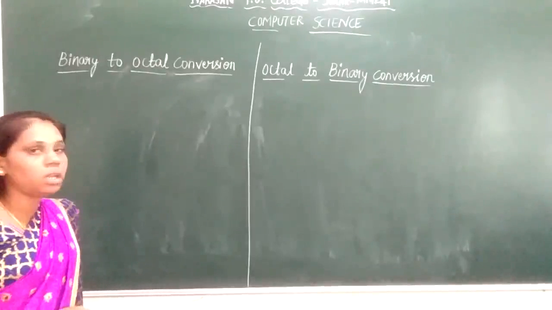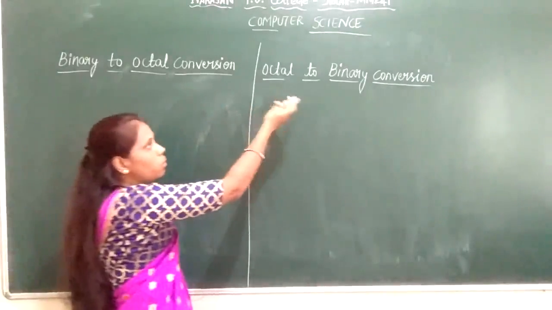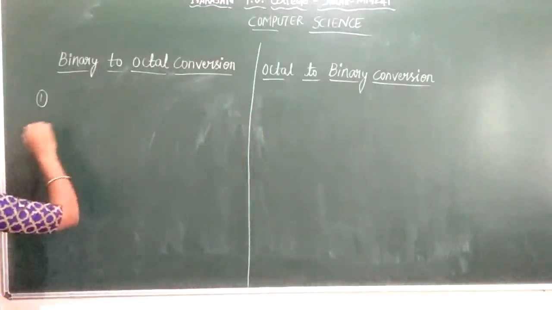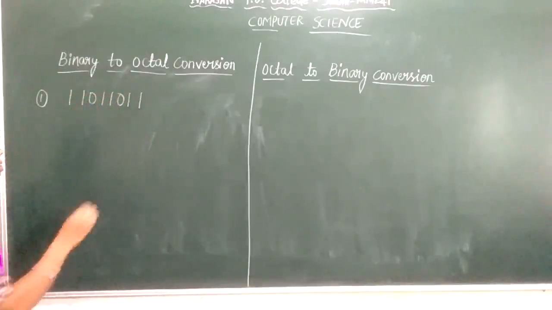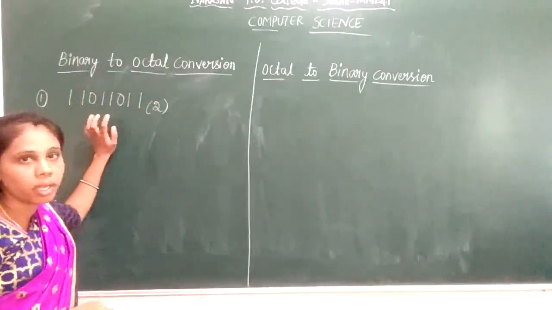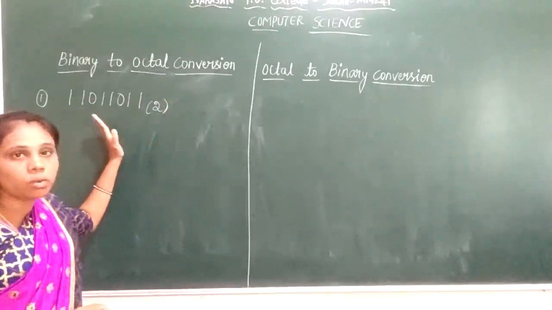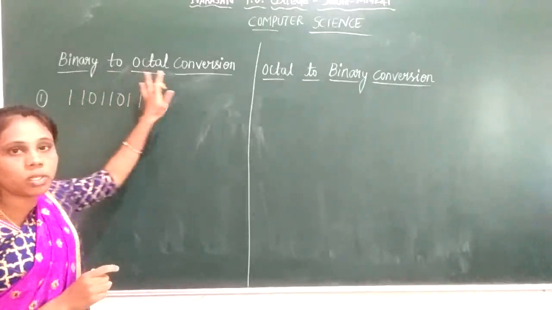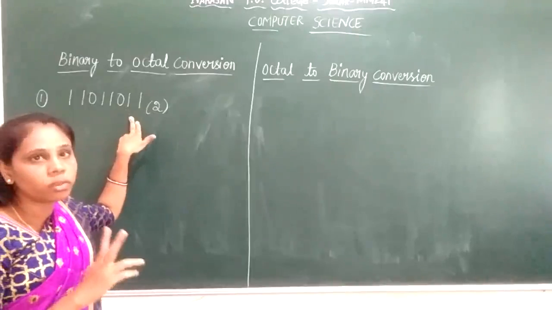Okay. Now we will see one more conversion, that is binary to octal conversion and octal to binary, that is vice versa. Now we will take an example, 1101111. So this is your binary value. Now you need to convert this binary value to octal. So in this process, you need to divide the given digits into group of 3 bits.